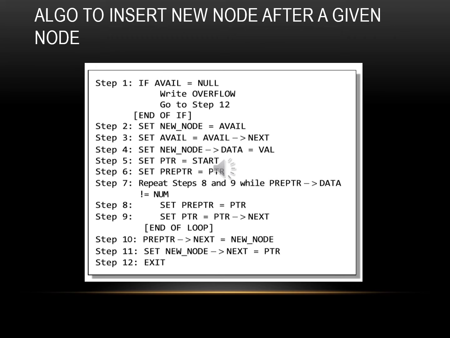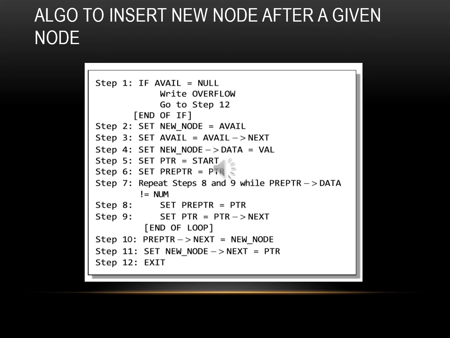So first 3 steps remain the same. Let us see from step 4. New node data part, we have given the value, that's 9, and we have set pointer to start, which contains the address of the first node, and pre-pointer to pointer. Now we will repeat step 8 and 9 while pointer data part is not equal to number.